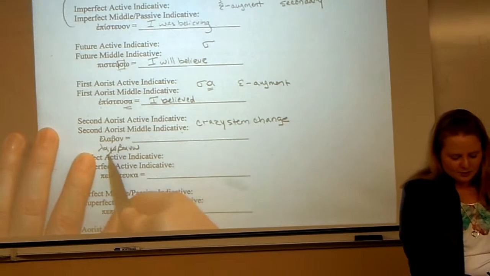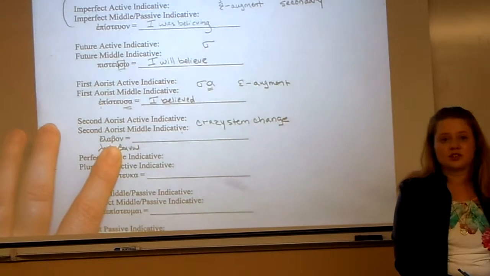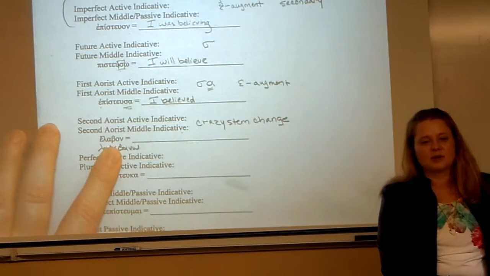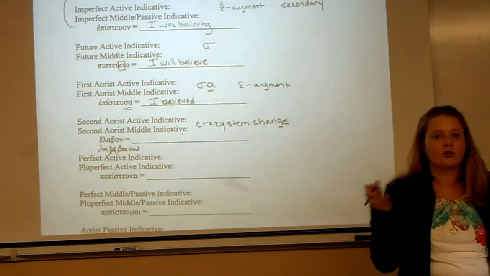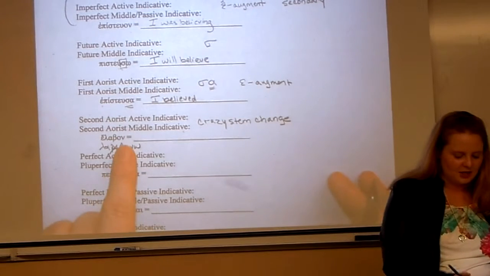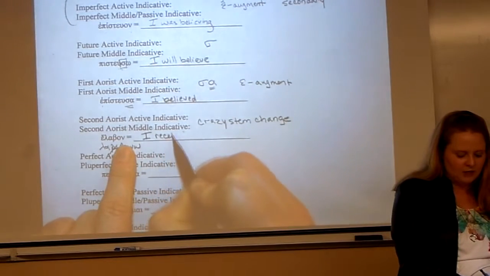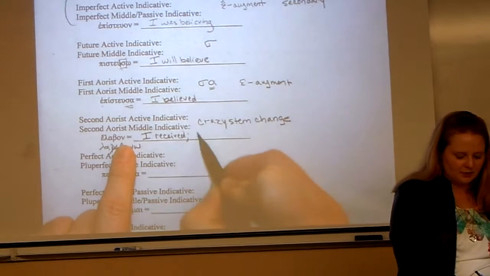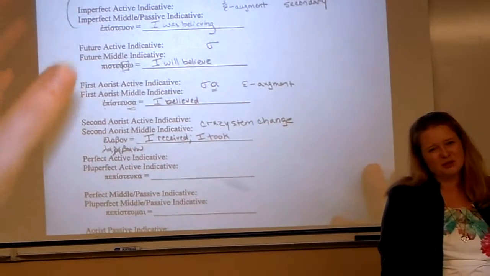Why does it lose its mu and just become lob as the stem? We're not sure, and there's probably some historical reason for it, but it's kind of like in English, go, going, went. Anymore, we just know that it's the case. So here, this again is a simple past. This just means I received or I took, because lambano can mean to take or to receive. It's a little bit weird for us, but that's how it works.